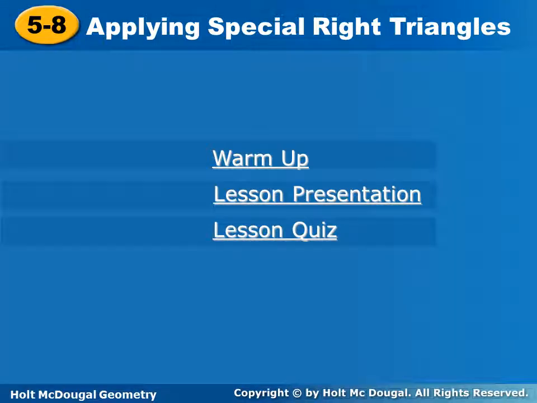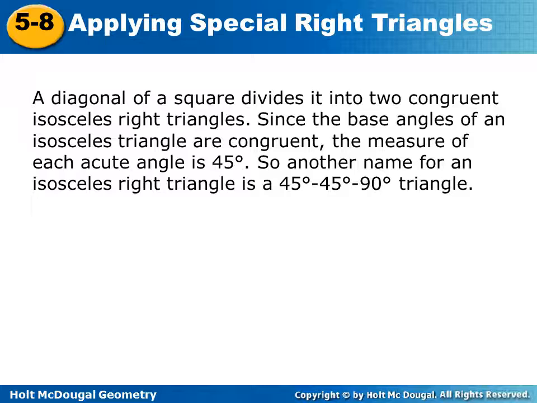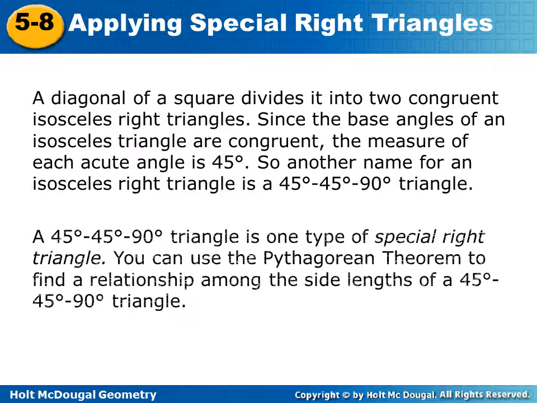This lesson is on applying special right triangles. A diagonal of a square divides it into two congruent isosceles right triangles. Since the base angles of an isosceles triangle are congruent, the measure of each acute angle is 45 degrees. So another name for an isosceles right triangle is a 45-45-90 triangle.